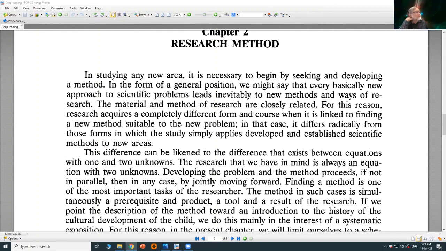I think the claim is actually much stronger than that. I think the word "necessary", which I've been fixating on, actually says something quite powerful. It's not just that you should, but the only way of really studying a new area is through first seeking and developing a method. I think the claim, at least in that sentence, is much stronger than "should". It is the necessity of it. So I think it's a very strong claim, right?